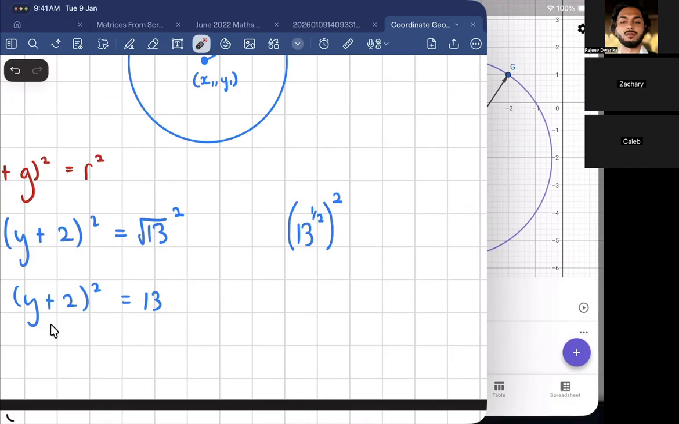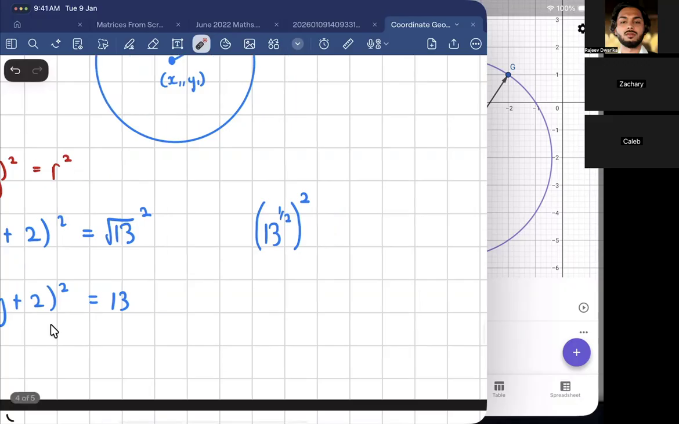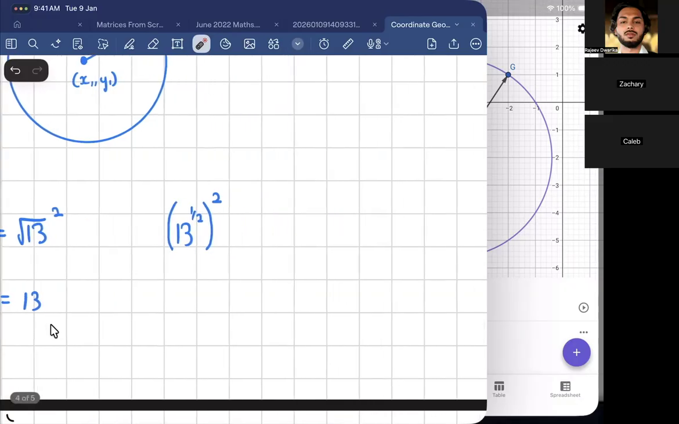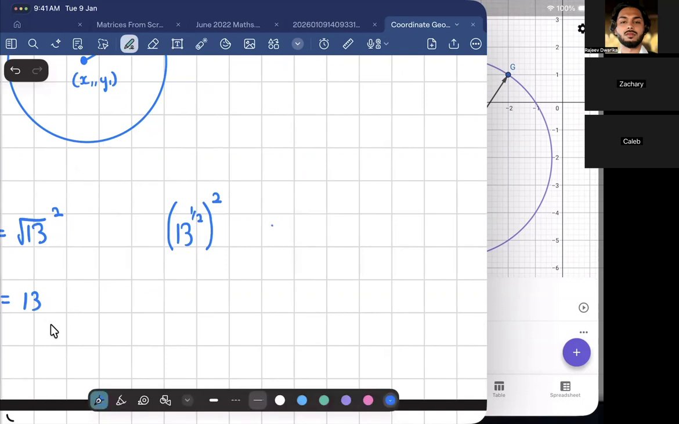So Caleb, we're going back to indices. Be honest with me. Did you forget your rules for indices, or do you kind of remember it? Yes, sir, you forgot? Okay, well, Caleb, just know anytime you have a power raised to a power, you multiply the powers. So if you have 13 to the power of half, raised to the power of 2, you multiply the powers. What is a half by 2? 1. Exactly, so you put 13 to the power 1. And 13 to the power 1 is just 13.